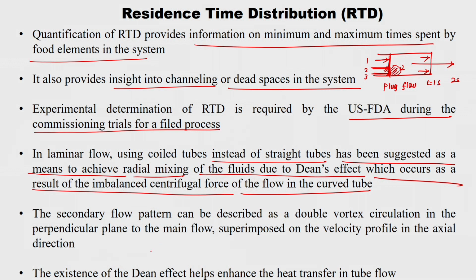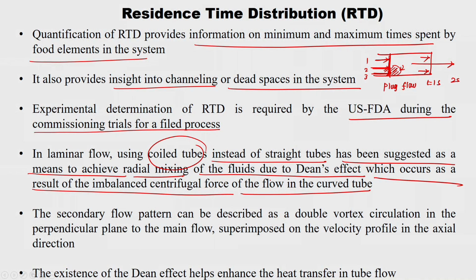the curved tube. So, in laminar flow, which is nothing but thin sheets, your product is flowing in a streamlined way without mixing between the streamlines. So, here what is suggested is to have coiled tubes. So, what is Dean effect?